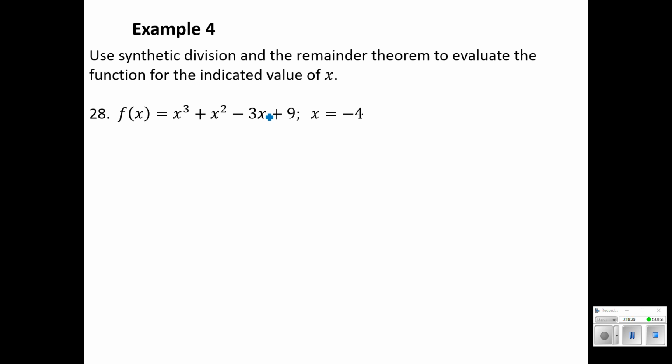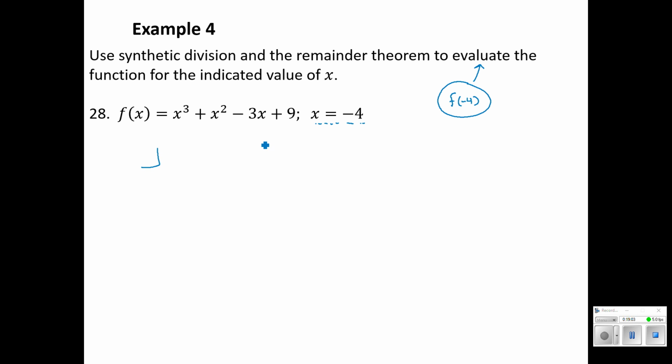All right, example 4, use synthetic division and the remainder theorem to evaluate the function. Now realize that what we're going to find is actually f of negative 4. Right? They want us to take this function and see what happens when x equals negative 4. So this is what evaluating means. We're going to find something equivalent to that, but they want us to use synthetic division to do that.